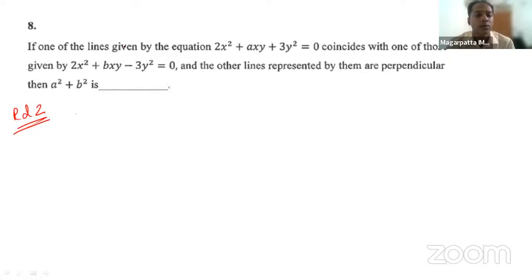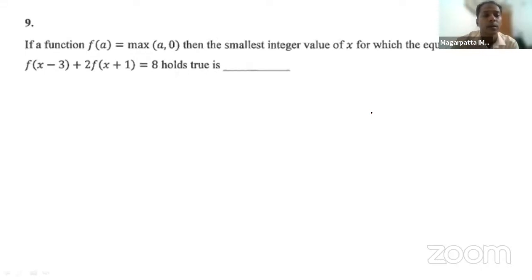Okay, so moving on. If a function f of a is equal to max of a comma 0, then the smallest integer value of x for which the equation f of x minus 3 plus 2 times f of x plus 1 is equal to 8 holds true. f of a is the maximum of a or 0. So if a is a positive number, that will be taken as max, or if a is negative, 0 would be taken. That is what it means.